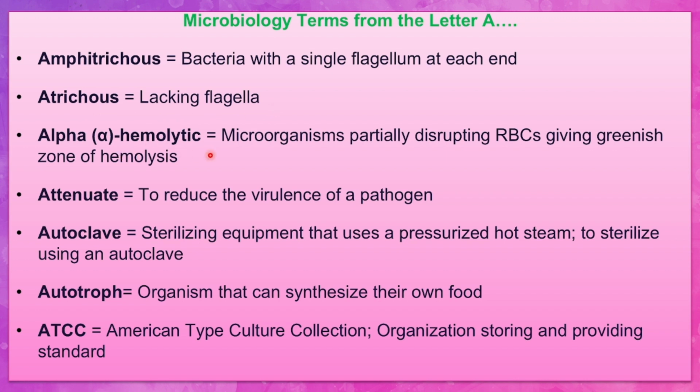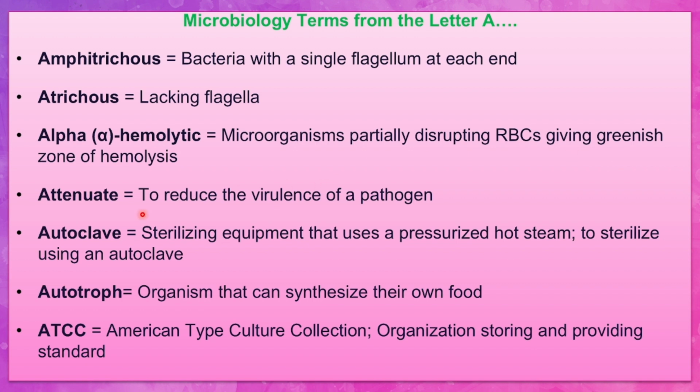Alpha hemolytic. Alpha hemolytic means the bacteria or microorganisms that partially disrupt RBCs or degrade RBCs, giving a greenish zone of hemolysis. If we observe the zone of hemolysis, its color is greenish.